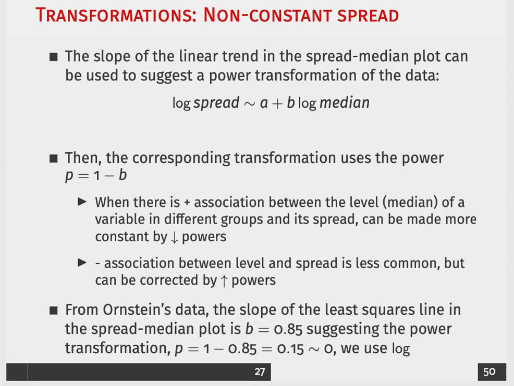So from the data in the previous example, the slope of the least squares line in the spread median plot is approximately 0.85, suggesting that the power transformation will be 1 minus 0.85, which is approximately 0.15. And we're going to round that to 0, in which case we're actually going to just use a log transformation.